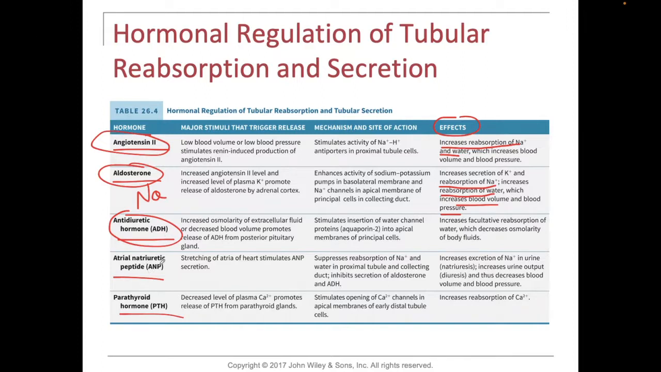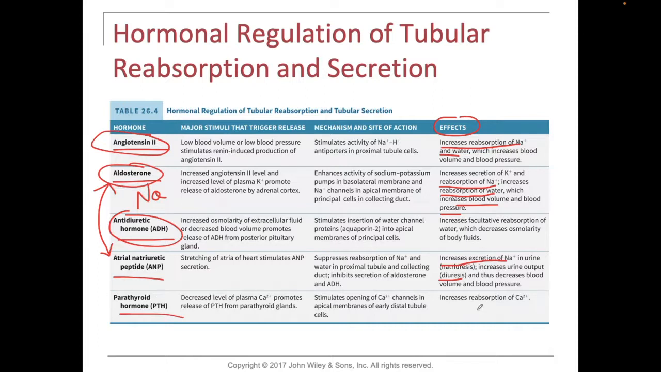ANP, atrial natriuretic polypeptide, that's going to have the opposite effect of aldosterone. So aldosterone and ANP, these are opposites. They oppose each other. This is going to allow the excretion of sodium in the urine. If you increase the urinary output, which is diuresis, it decreases the blood volume and decreases blood pressure. So aldosterone and ANP, these are opposites.